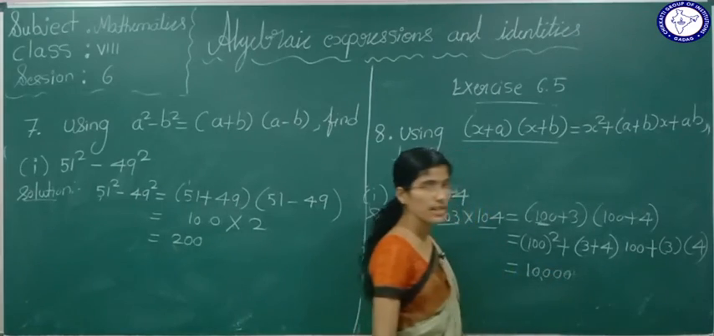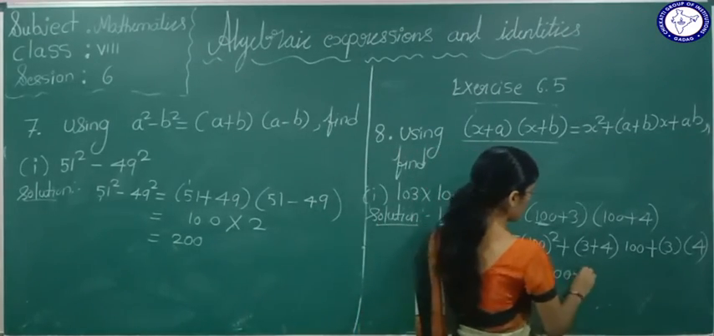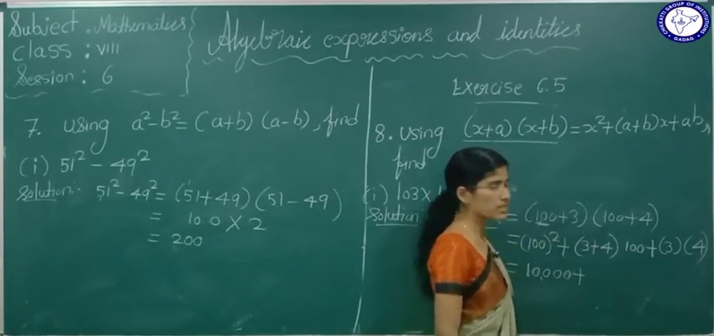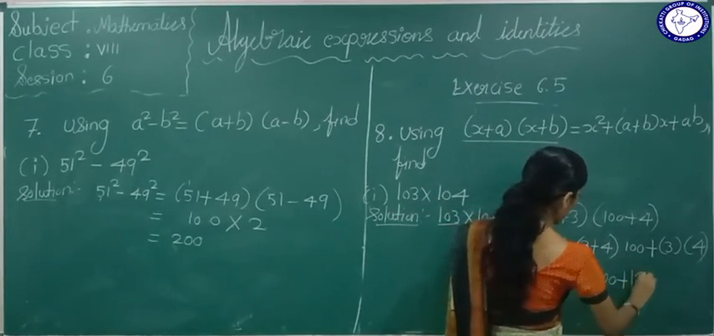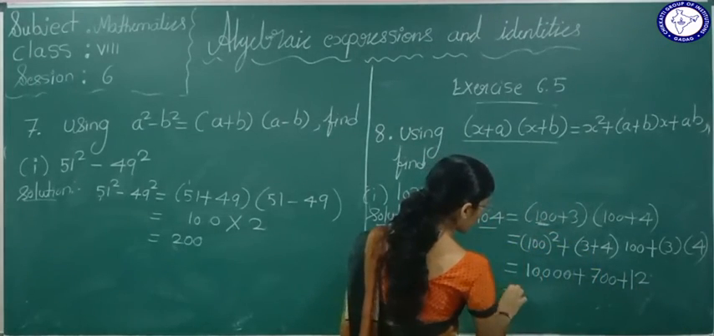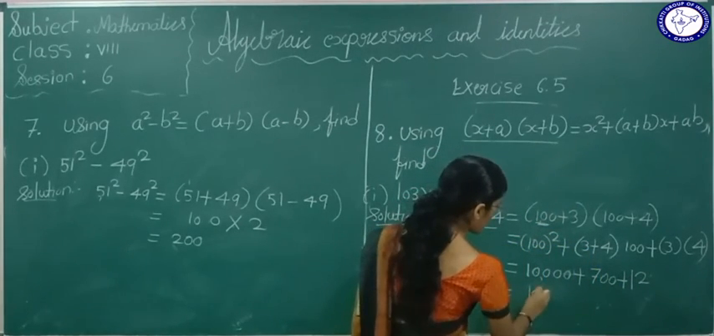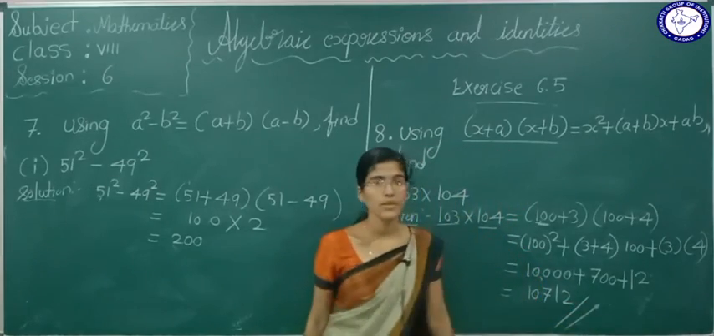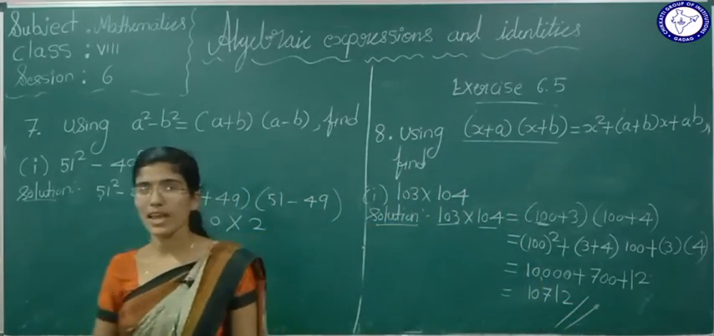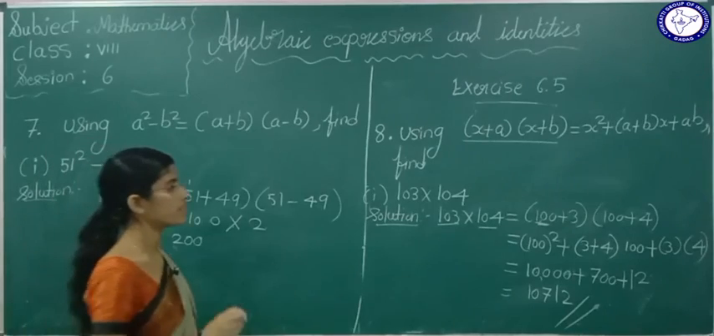It will be 10,000 plus 4 plus 3 is 7. 7 into 100 is 700 plus 4 3s are 12. Now what it will become if we add? 10712. Okay, this is about your exercise 6.5.